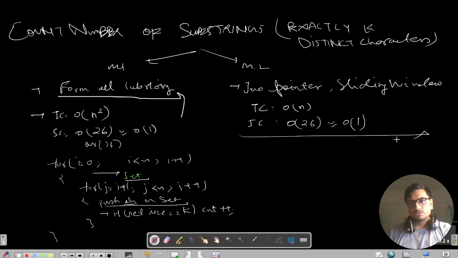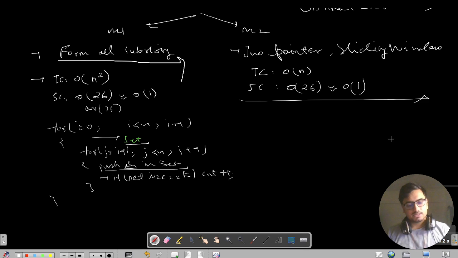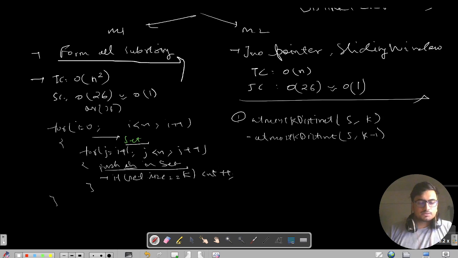So here we will use a two-pointer, sliding window technique. Let us do some dry run on it, but the actual crux is this: let us assume that we have figured out a way, in O of n, of implementing a function which can find the substrings with at most k distinct characters in a string, right?